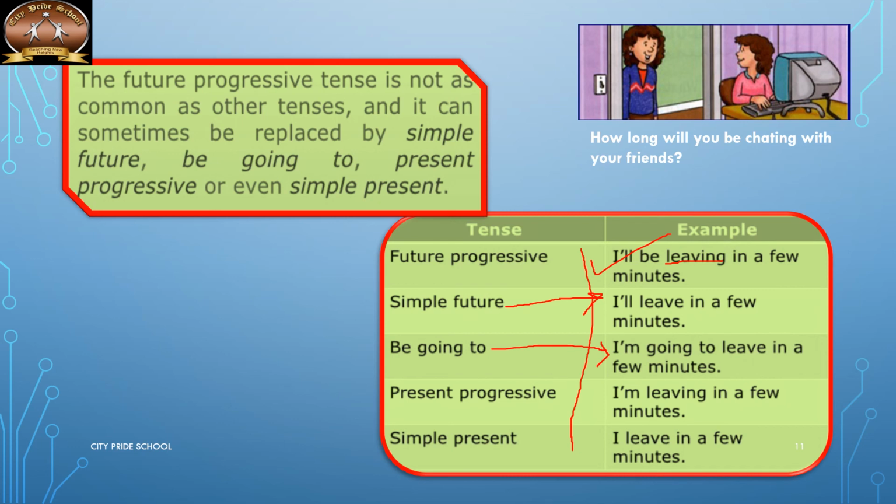Then present progressive or present continuous tense also: I'm leaving in a few minutes. And simple present tense: I leave in a few minutes. So, we really have to be very careful while choosing future continuous tense.